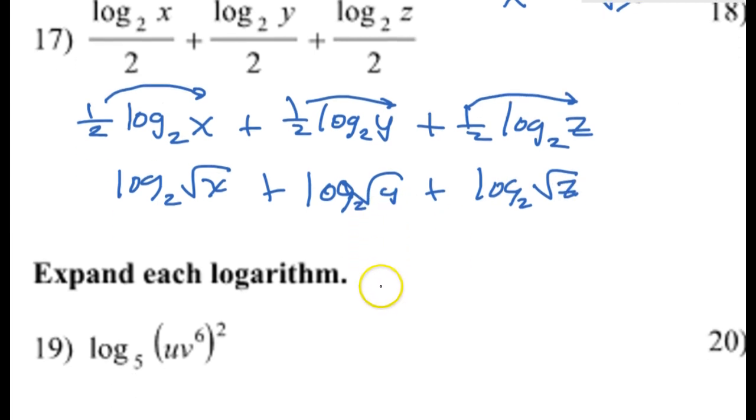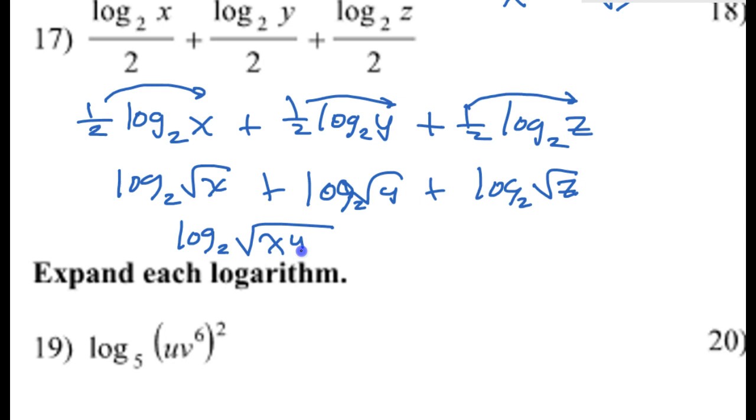So then I just use the product rule. This is all addition, so I can write this as a single log base 2 and then multiply these three things together. So this will be the square root of x, y, z. So that's it for number 17.